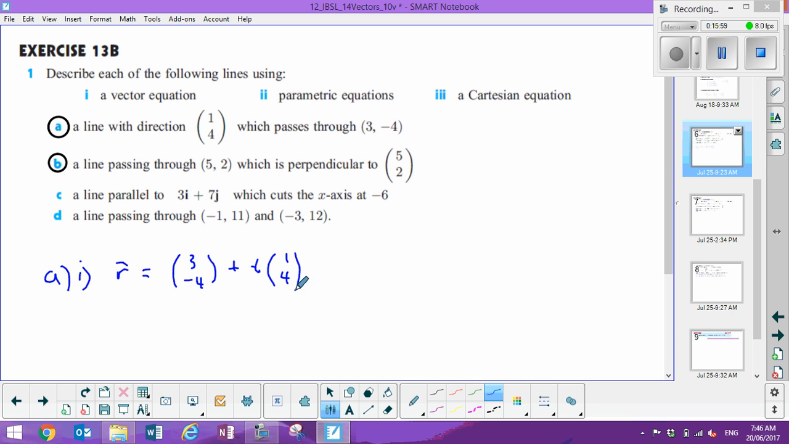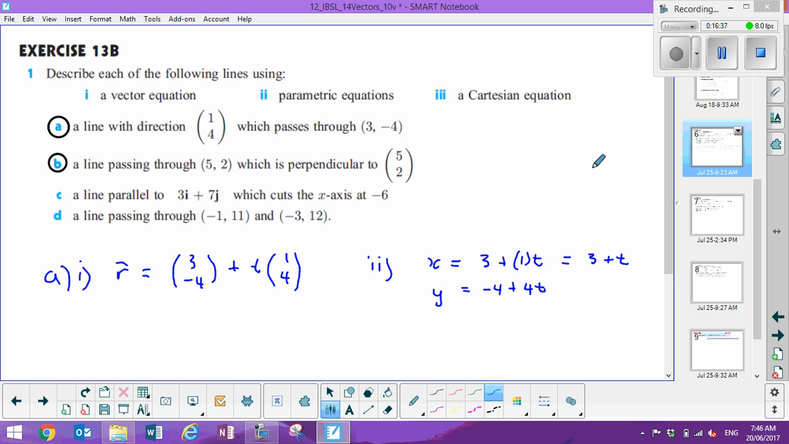That one's easy. The parametric equations will be x equal to 3 plus, so we just work our way along the top, 1 times t, which is t, 3 plus t. Our y parametric equation is going to be minus 4 plus t lots of 4, so it'll be plus 4t.